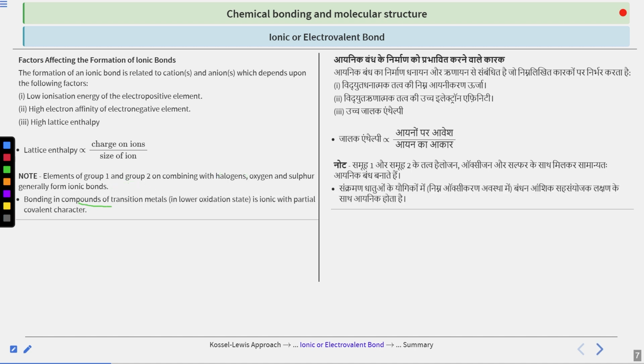Now, bonding in compounds of transition metals, though ionic, has partial covalent character. So this is very important. You will see that group 1 elements like sodium, cesium or potassium can all easily lose an electron and form the ionic bond. Whereas alkaline earth metals like magnesium and calcium can lose 2 electrons and form the ionic bond. Whereas in the case of transition metals like iron and zinc, they are ionic in nature, but a covalent amount is also there in the bond. Clear?